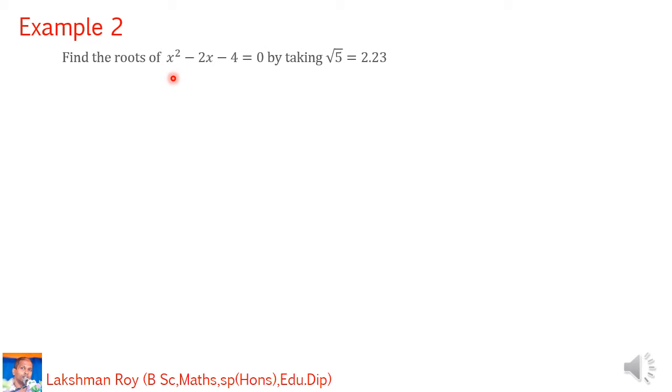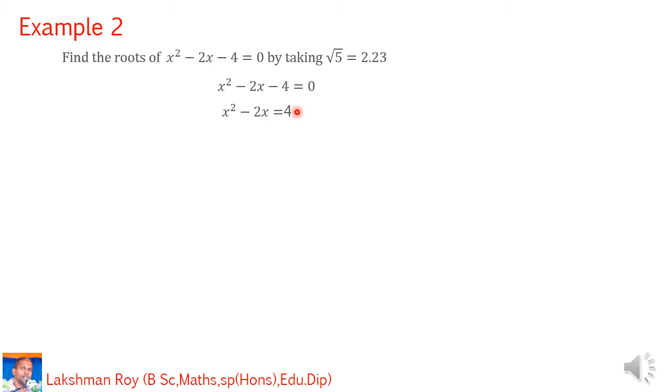So now we are discussing the completing square method, right? My equation is, student, x square minus 2x minus 4 equals 0. Coefficient of x square is 1, right? Now first step, remove this constant number, negative 4, take it to the right side, that becomes positive 4. X square minus 2x equals positive 4.